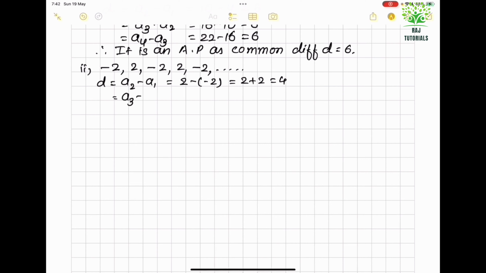Now A3 minus A2. So A3 is minus 2 minus the second term, which is 2. So this is minus 4. So see, I didn't get a common D here, that is, I didn't get 4. So I can say therefore it is not an AP. Directly I can write that, because once a term is not satisfying, how can I say, okay, let us check ahead and see, because it didn't come.